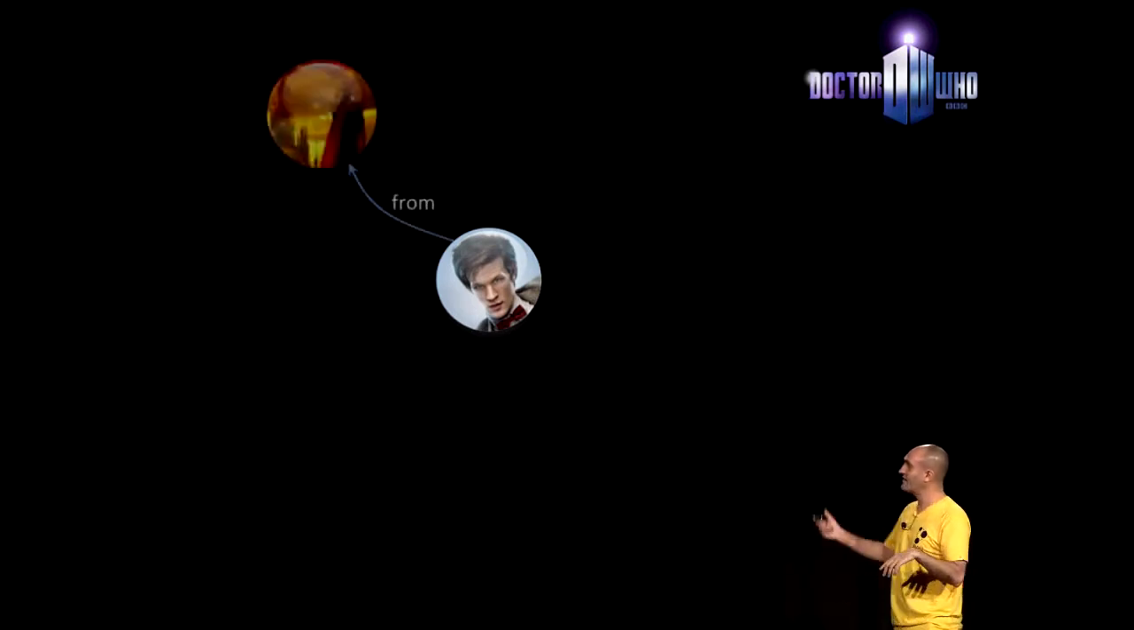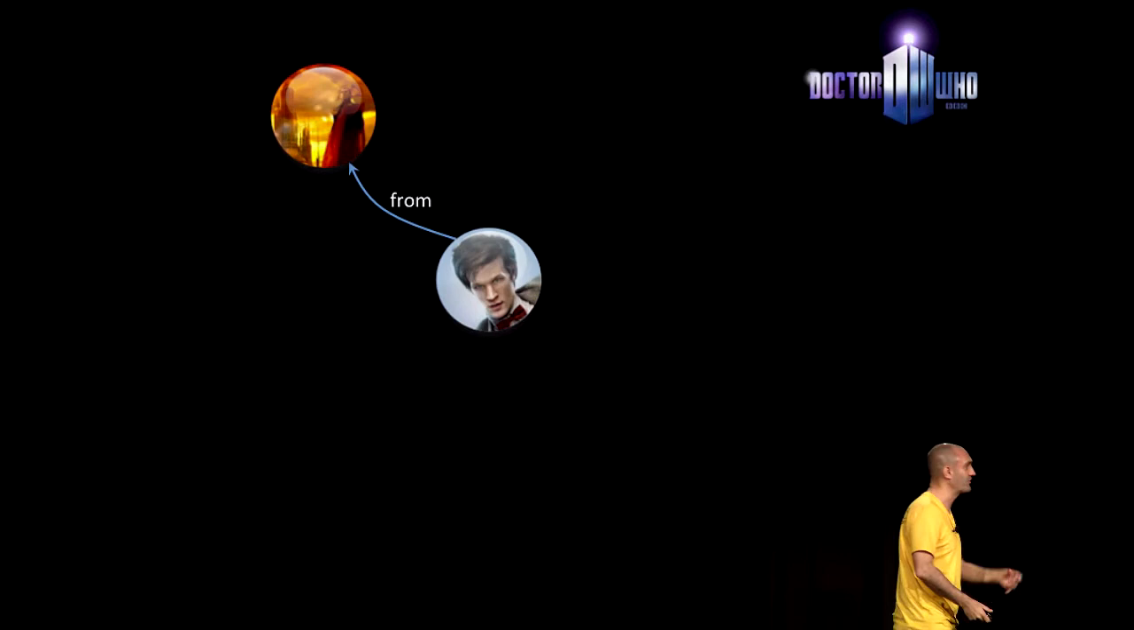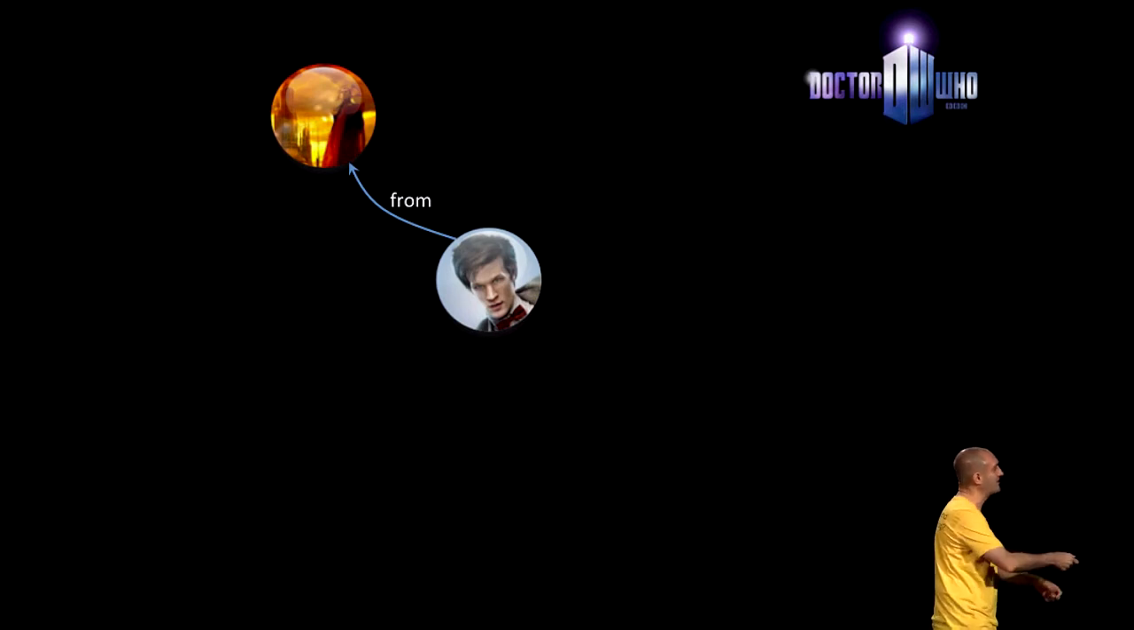But anyway, this is a node in a graph. This is the Doctor, currently played by Matt Smith, soon to be played by Peter Capaldi, which will be interesting. And I can draw a graph of this universe, a part of this universe. And I can put a fact in. I say that the Doctor is from Gallifrey. And so I've got 2 nodes, I've got 1 relationship, the relationship is directed and it's named.